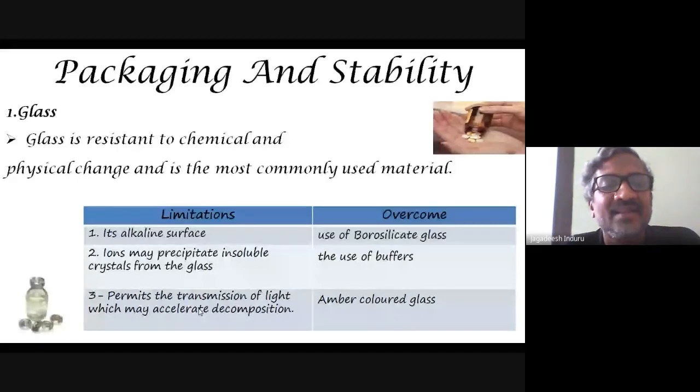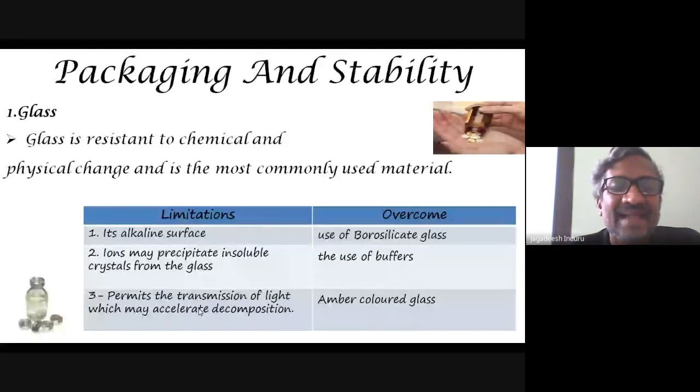The second thing is that ions may precipitate as insoluble crystals from the glass, from alkaline earth metals or divalent cations and anions which are already present in the glass. For that purpose, we use buffers to avoid a change in the pH of the system, so that we will not have alkaline or acidic hydrolysis.